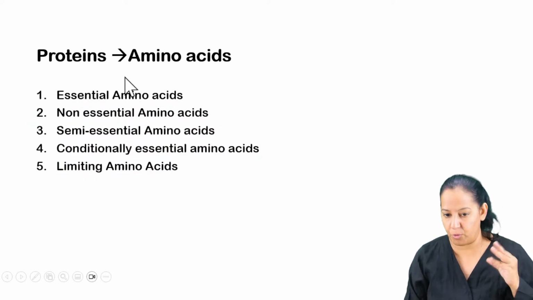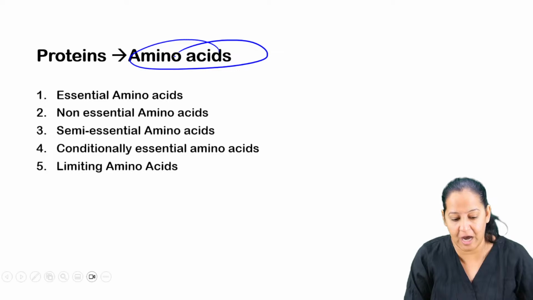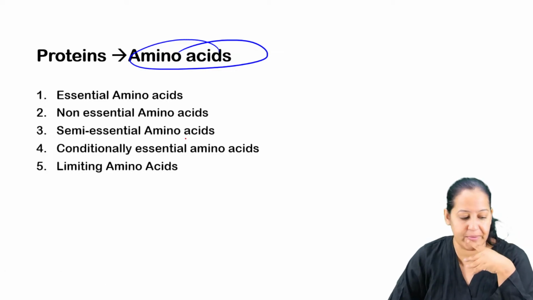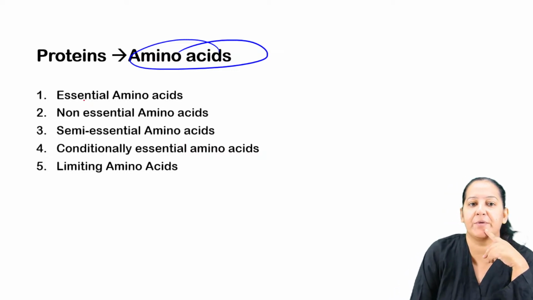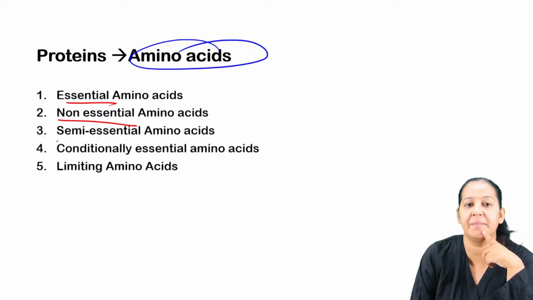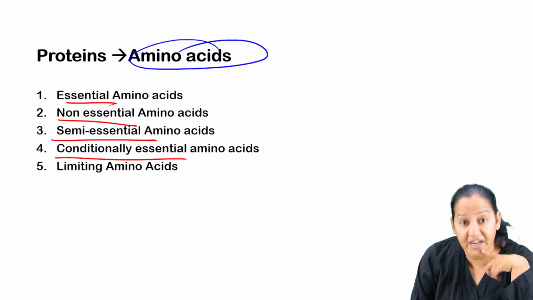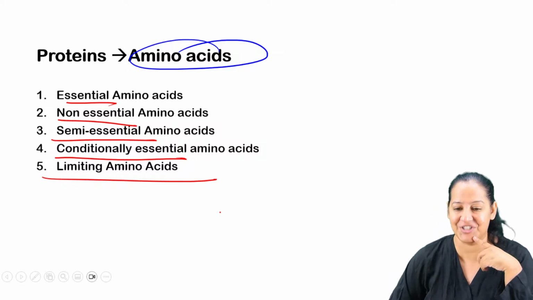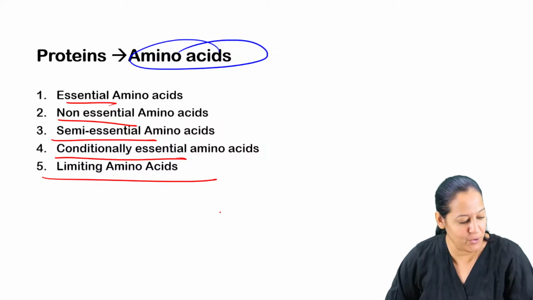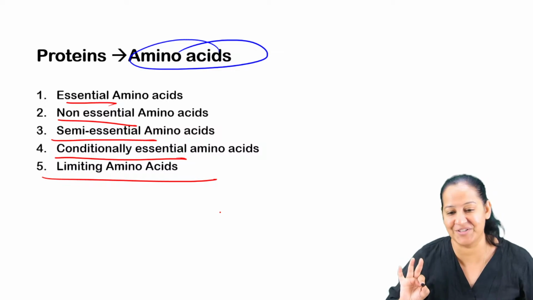Now protein is made up of amino acid. You get questions on the amino acid. There are 5 type of amino acid: essential amino acid, non-essential amino acid, semi-essential amino acid, conditionally essential amino acid, and limiting amino acids. Let me tell you the meaning of each of them. Okay, you get many questions out of them.